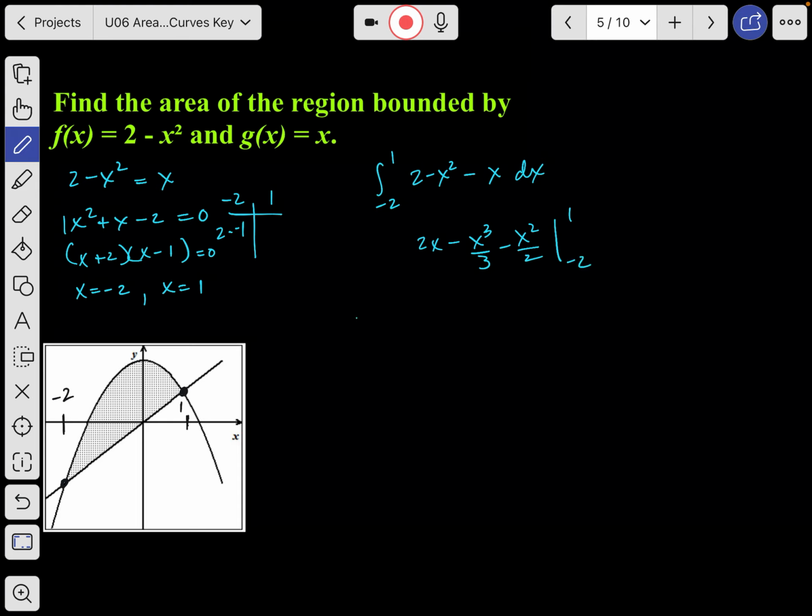If I substitute in 1, I'll have 2 minus 1/3 minus 1/2. And then if I substitute in negative 2, let's see, I'm just going to go ahead and write it all out so I don't make as many mistakes. Okay, let's clean this up just a bit.